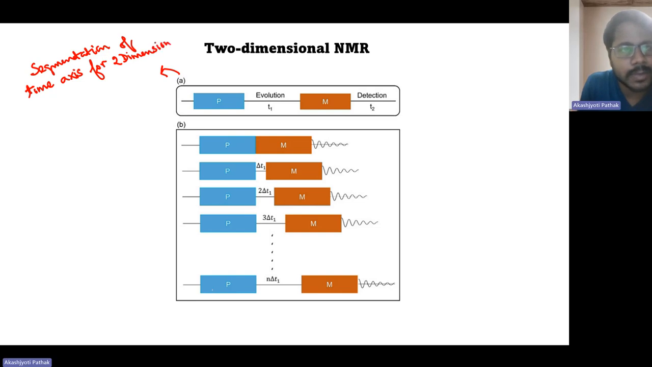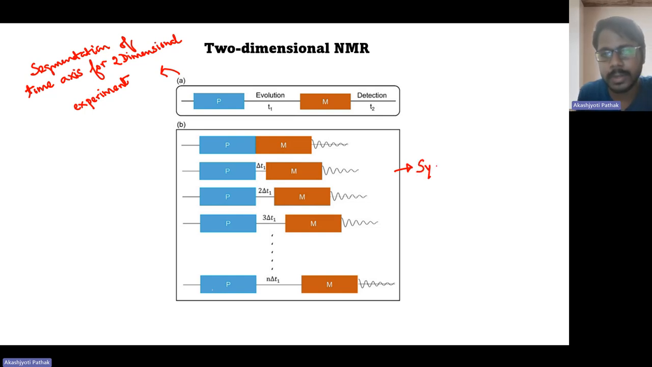So for a two-dimensional experiment, how is the segmentation of the time period done? It is shown here by a schematic diagram. What does this figure B indicate? It indicates the details of the experiment, showing the systematic increments of the evolution period T1.